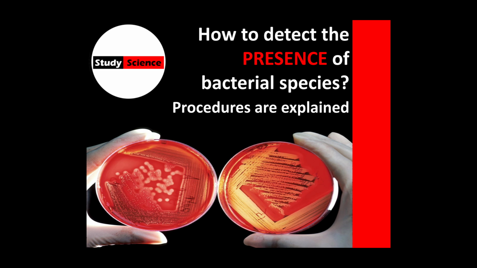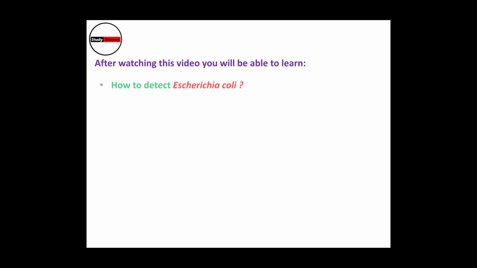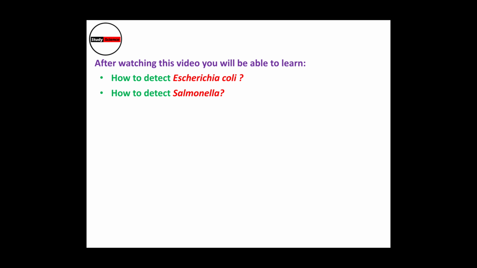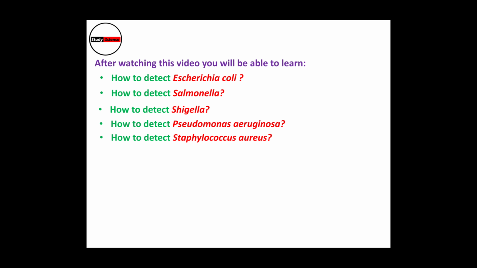Today we will discuss and learn how to detect the presence of bacterial species. After watching this video, you will be able to learn how to detect E. coli, how to detect Salmonella, how to detect Shigella, how to detect Pseudomonas aeruginosa, how to detect Staphylococcus aureus, how to detect Clostridia, and how to detect Candida albicans.